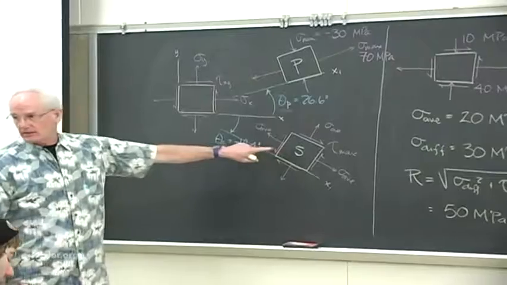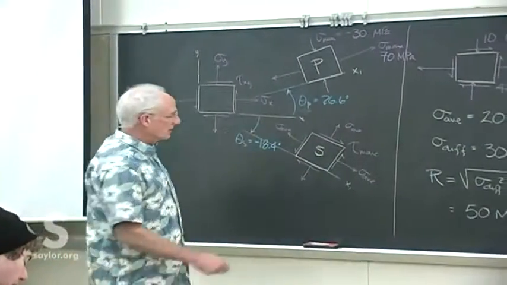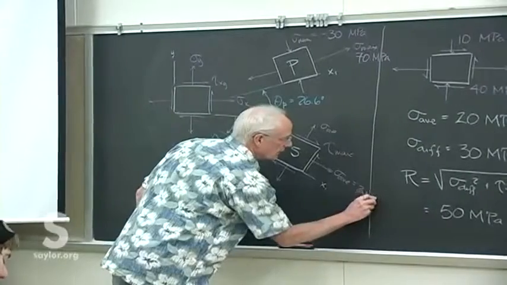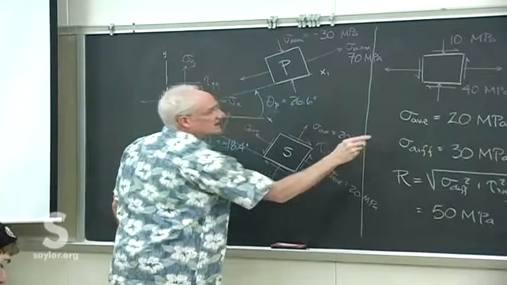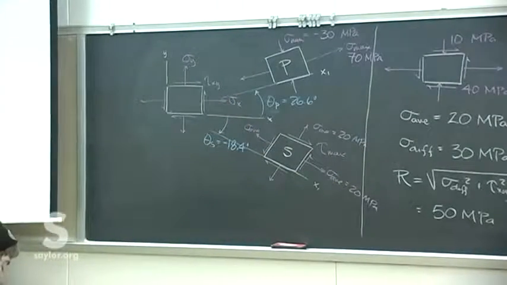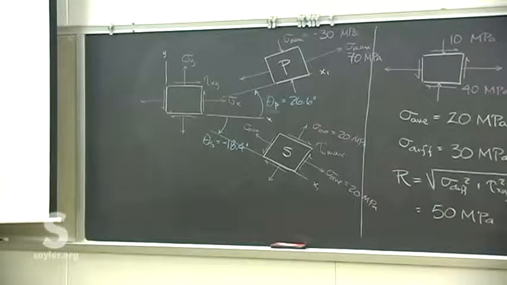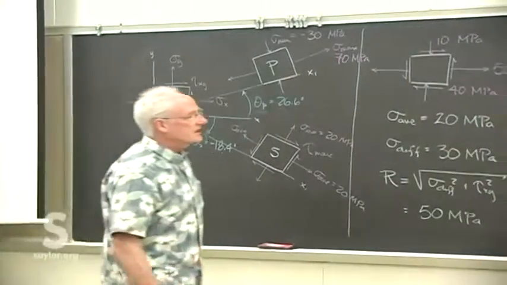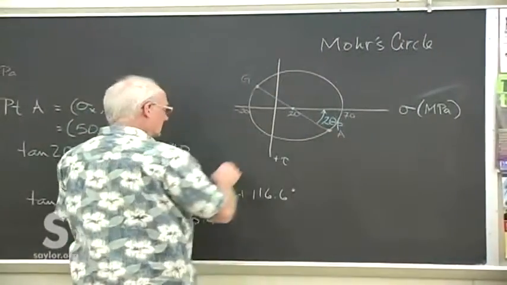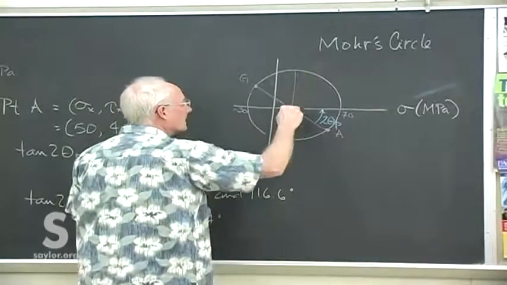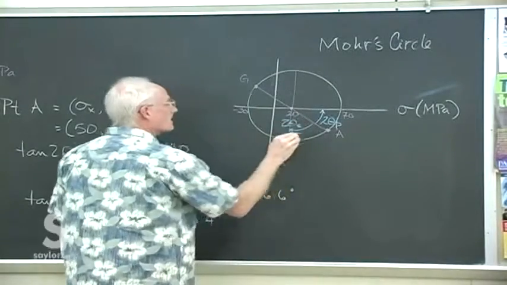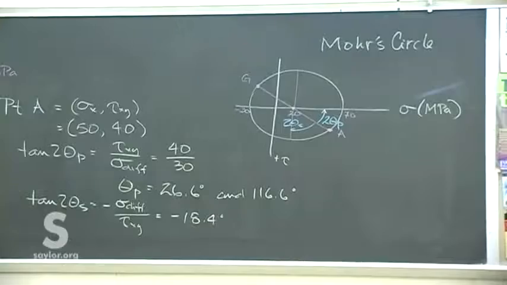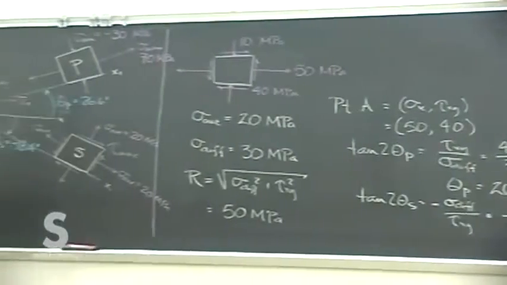And we know at that angle, all faces will have the normal stress of 20 megapascals. We know it's in tension because the center happens to be a positive 20. It might not always be. We'll do a couple problems where things fall in other places. And we know the maximum shear stress at that angle is whatever the radius was, which is 50.